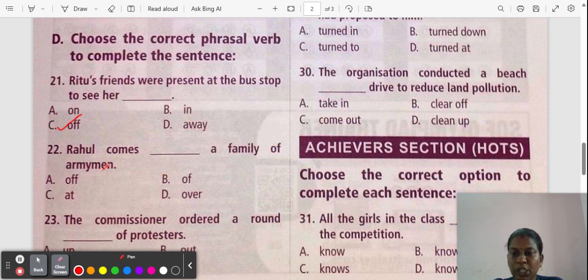Then question number 22. Rahul comes dash a family of army men. Where does he come from? We have to know the answer. Option A off, option B of, option C at, option D over. Option B of is the correct answer. Rahul comes of a family of army men.